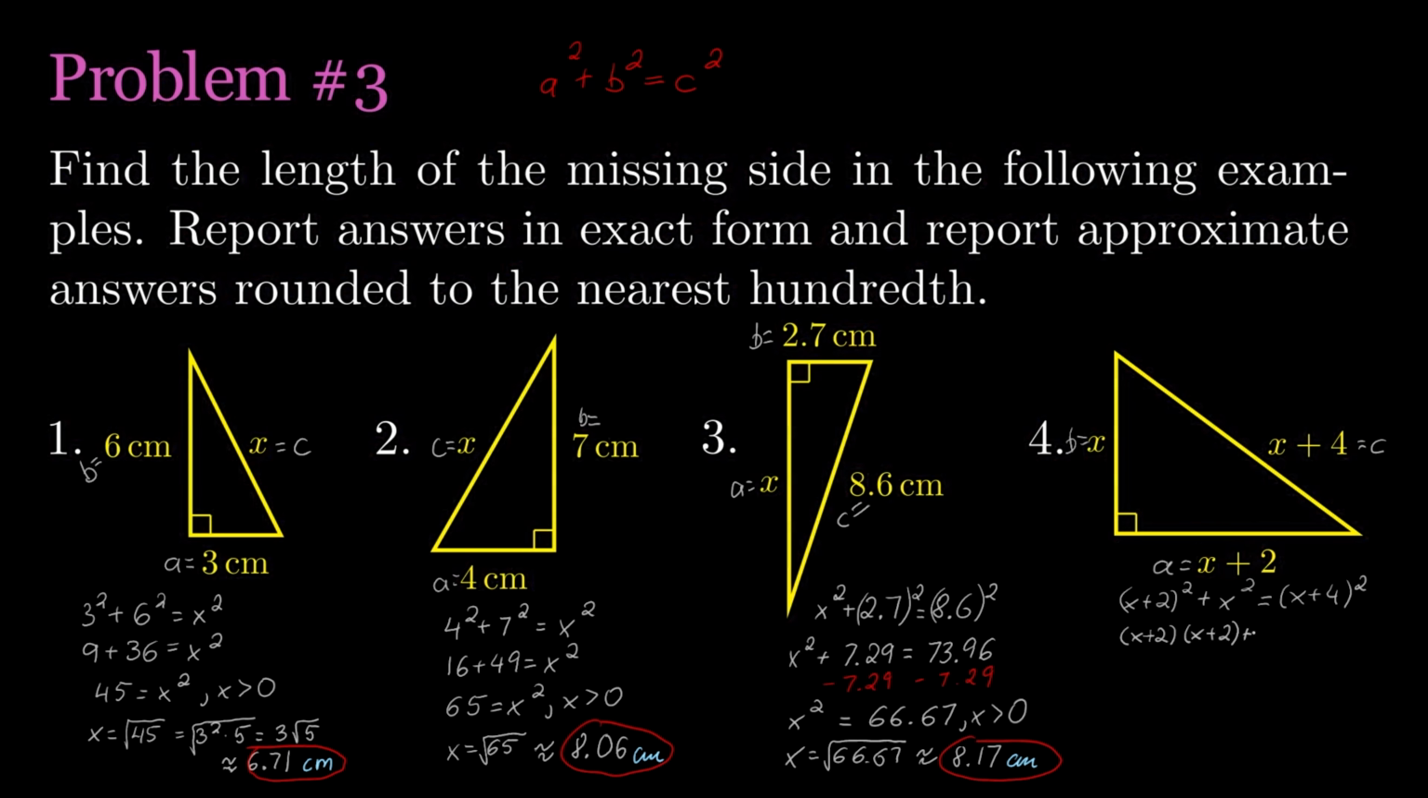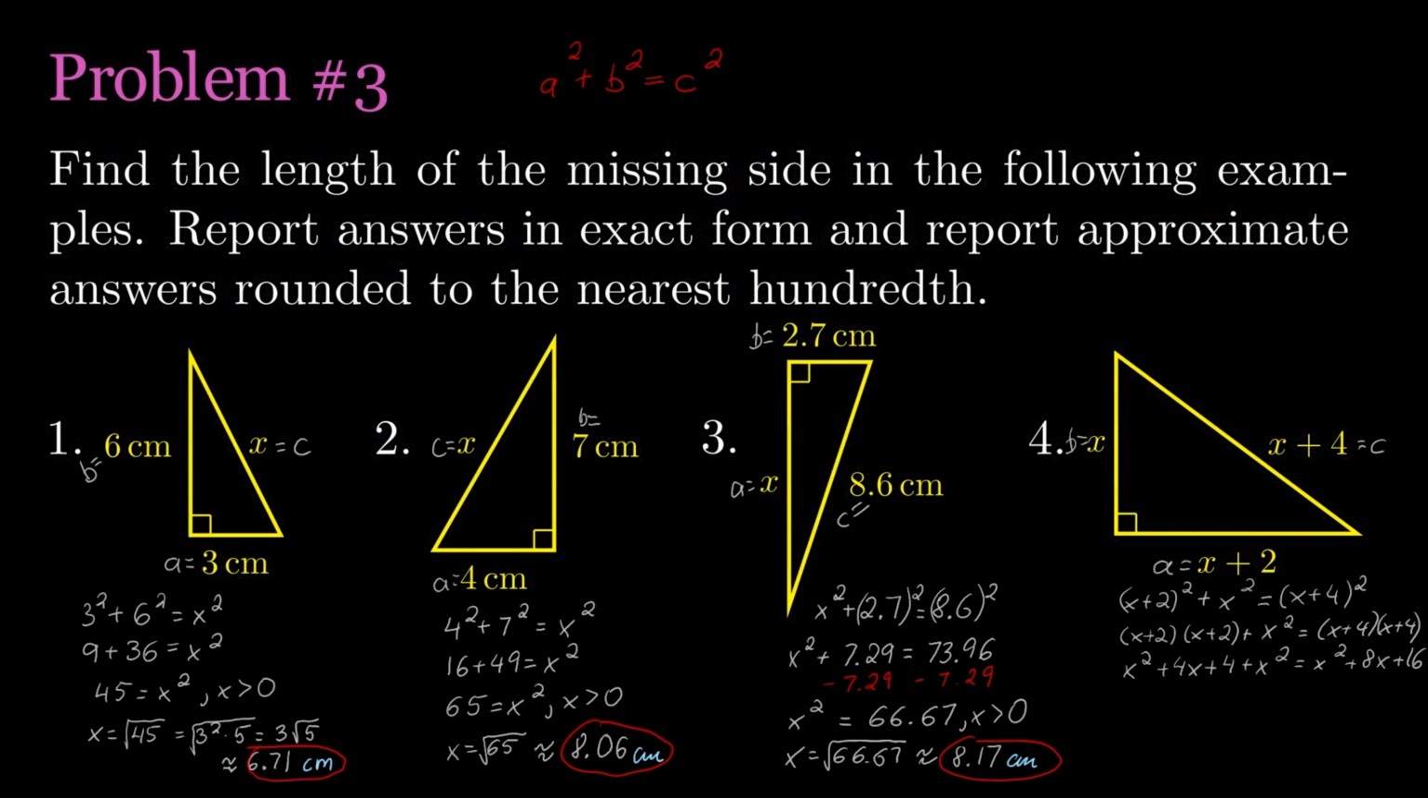So we get the square of x plus 2, which is the product of x plus 2 with itself, plus x squared equals the square of x plus 4, which is the product of x plus 4 with itself. So expanding the left-hand side, we get x squared plus 2x and plus another 2x, meaning plus 4x, then plus 2 squared, which is 4, plus that other x squared, and on the right, we get equals x squared, plus 4x, plus another 4x, so that's plus 8x, and plus 4 squared, which is 16.